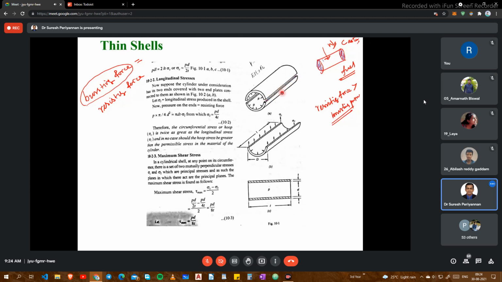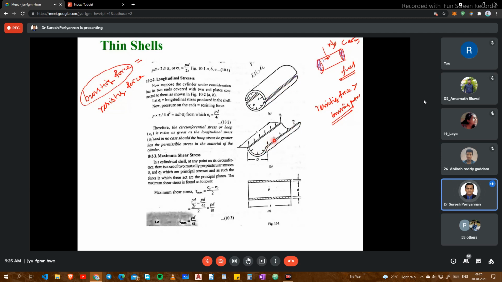Now, when the circumferential stress or pressure acts inside the cylinder, we are considering this portion. The pressure is acting along the circumferential direction, but we are considering the dimensions, the geometry of the shell, in this direction. This is length L, and the thickness is t.